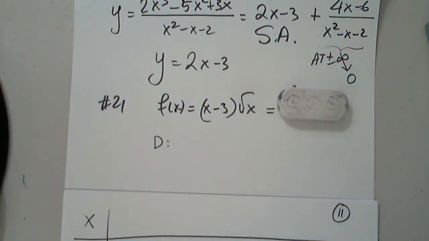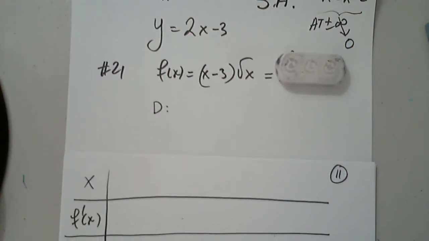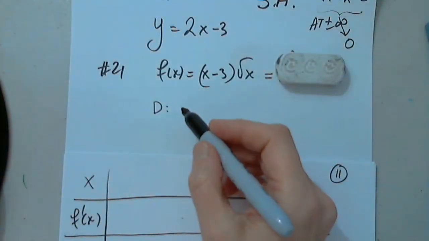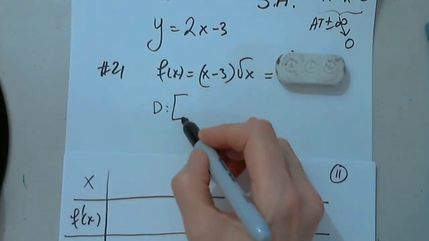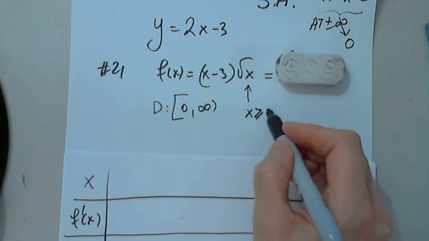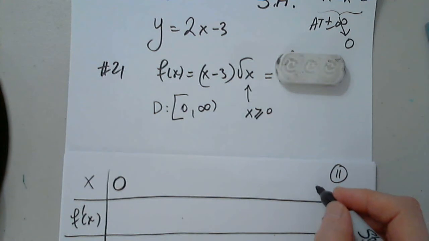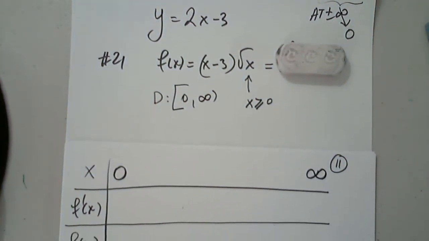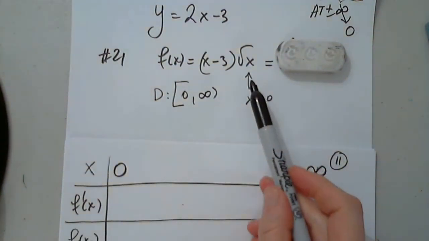Can anyone give us an idea about the domain of this function? All numbers greater, all positive numbers. Excellent, or 0, very good. Because this requires x to be greater than or equal to 0. Awesome, thank you, Sean. So 0 to infinity. Good. So I have to plug in 0.